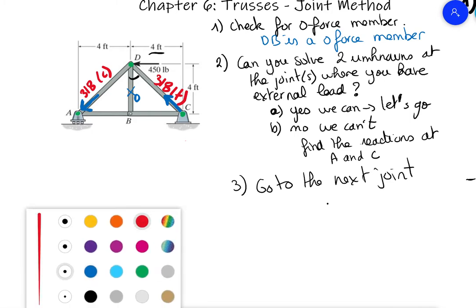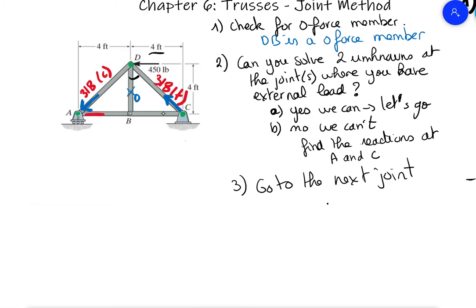The forces that we don't know: at A, it's a roller connection, so there's a force from A that we don't know. And at C, there are two forces that we don't know, CY and CX. So at C we have three unknowns, and we can't solve at C. At A, we have two unknowns, so we can solve at A.